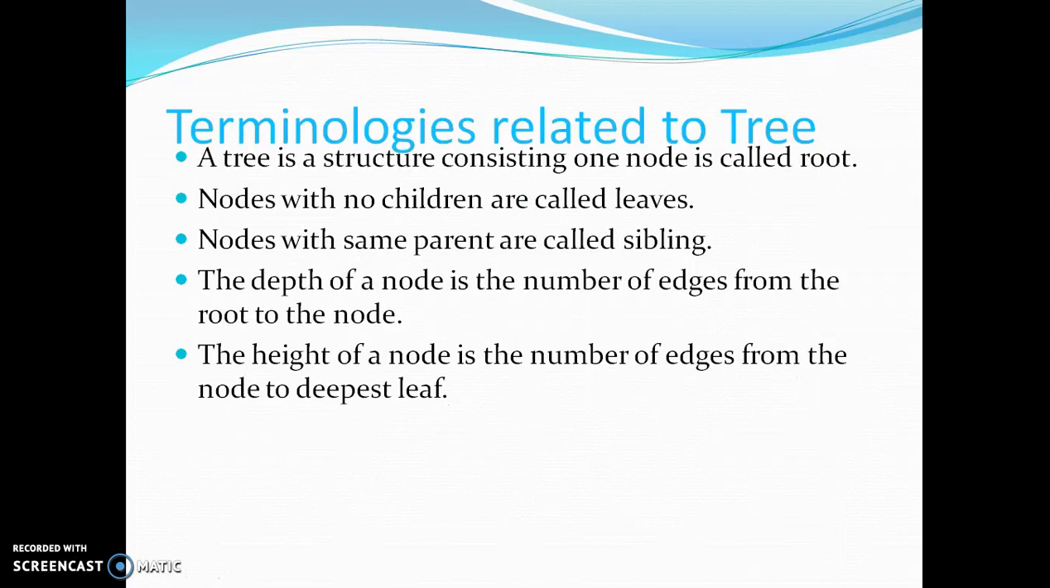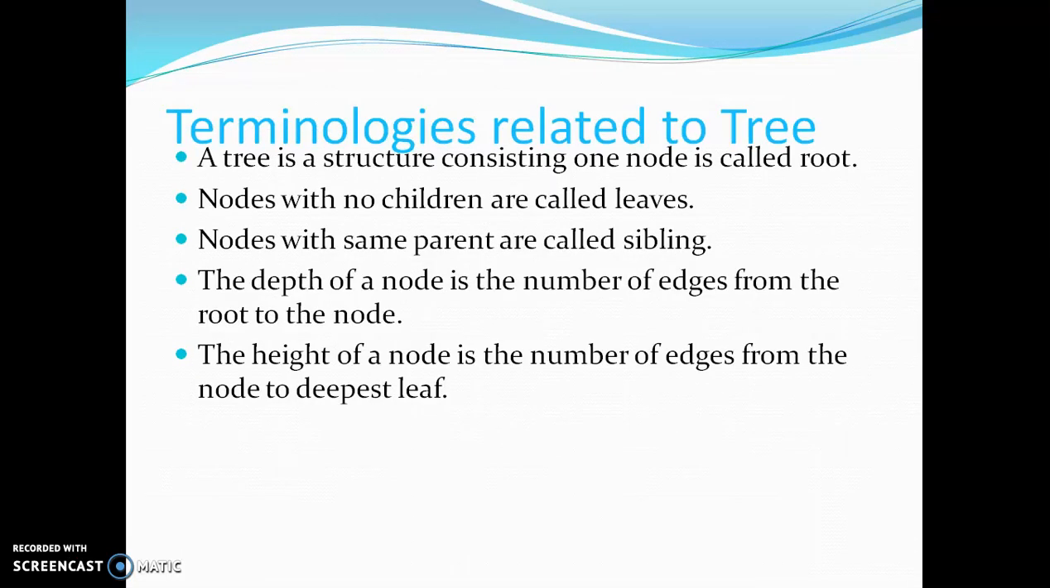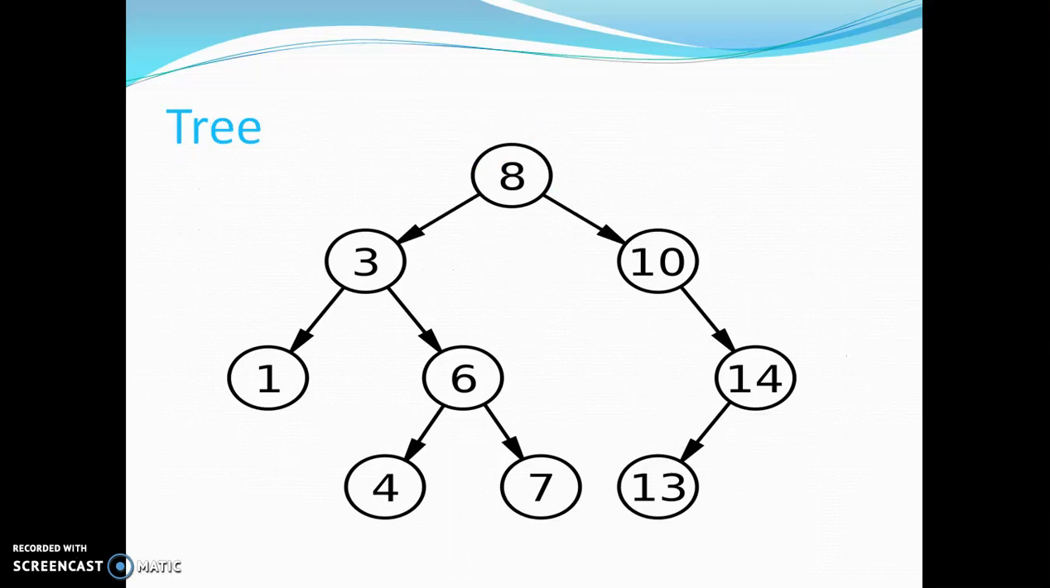There are some terminologies related to tree. We are going to understand them. A tree is a structure consisting of one node called the root. 8 is the root of this structure. Nodes with no children are called leaves. 1, 4, 7, 30 are the leaves because they don't have any children.